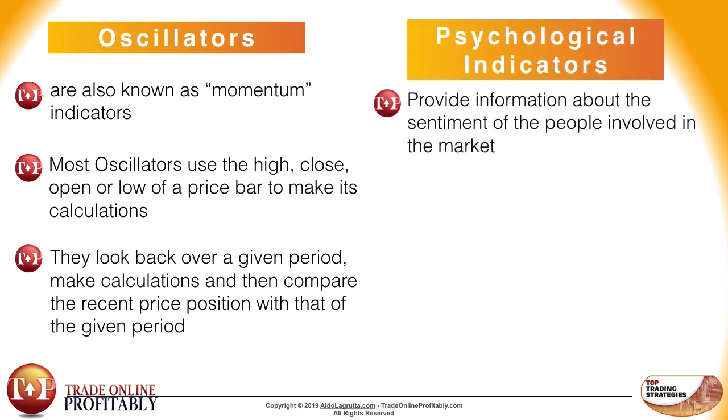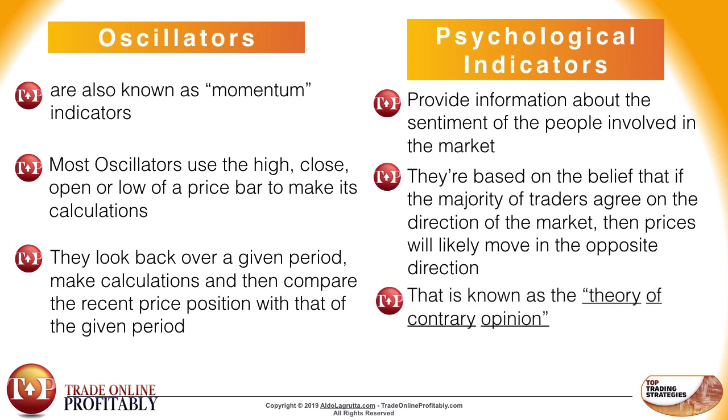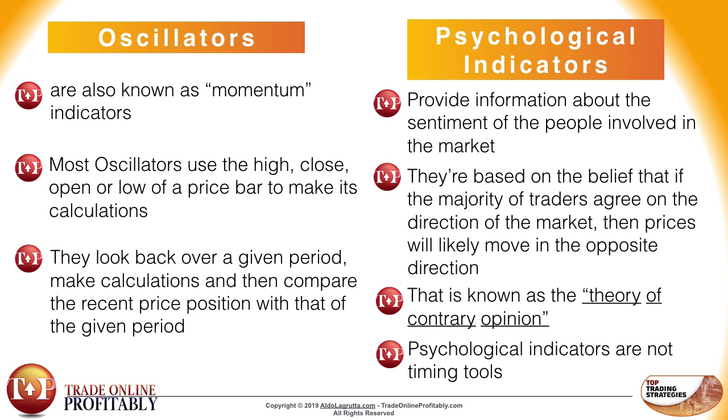Psychological indicators provide information about the sentiment of the people involved in the market. They're based on the belief that if the majority of traders agree on the direction of the market, then prices will likely move in the opposite direction. That is known as the theory of contrary opinion, and it has been used by expert analysts for many years effectively. However, psychological indicators are not timing tools, so as useful as they are to the trained analyst, they are not going to help you time your entries and exits. Therefore, we will not be covering them in our technical analysis courses.